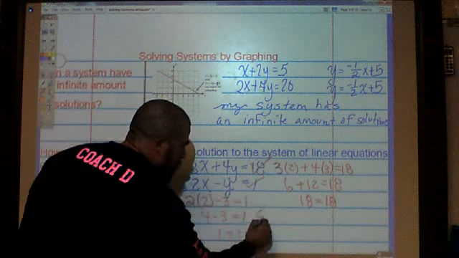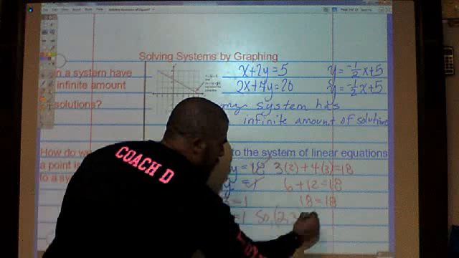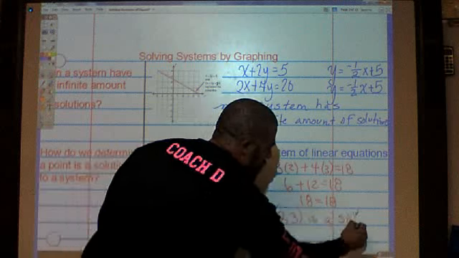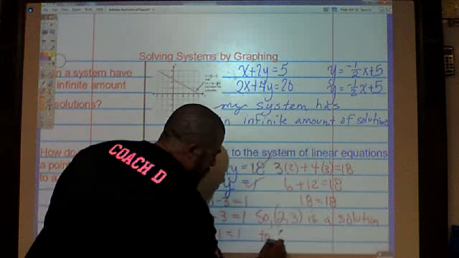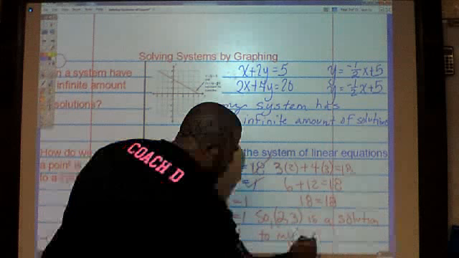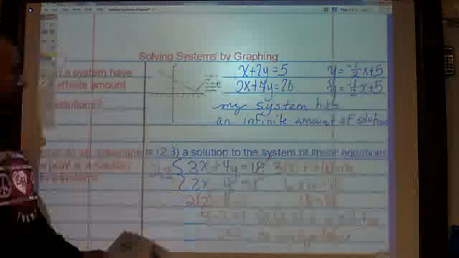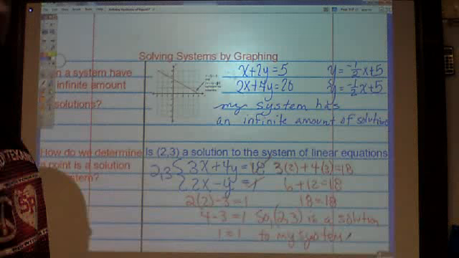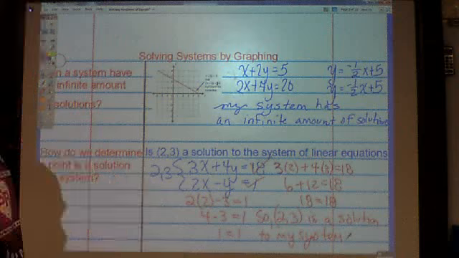So the ordered pair 2, 3 is a solution to my system. And that's how we determine if a point is a solution to a system.